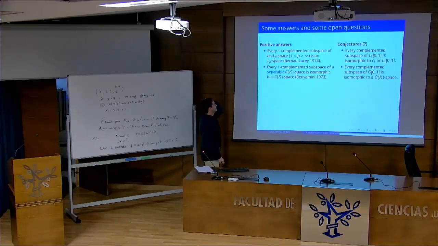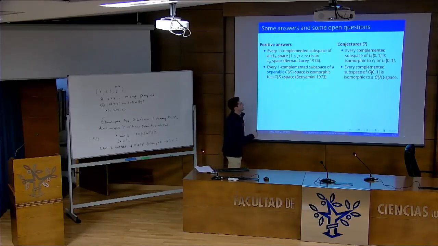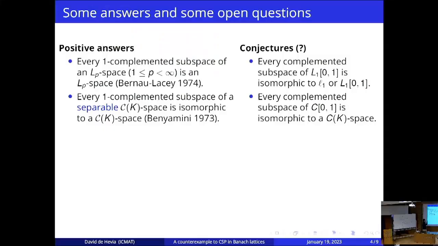Another positive result is that every one complementary subspace of a separable C(K) space is isomorphic to a C(K) space. But again, we need contractive projections and separability. An important conjecture in the C(K) space setting is that every complementary subspace of C of the interval [0,1] is isomorphic to a C(K) space.